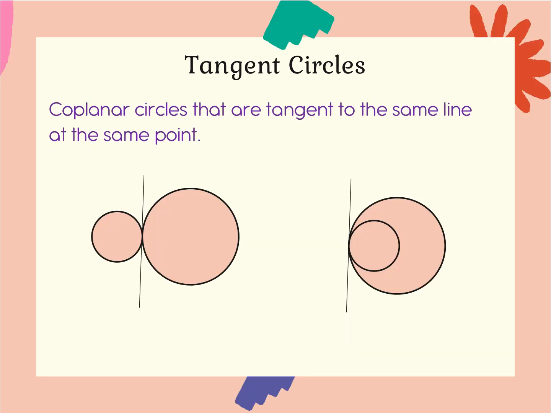All right, tangent circles. Coplanar, what does that mean? On the same plane. Good, they're on the same plane. So coplanar circles that are tangent to the same line at the same point. They're just saying these are tangent at the exact same point. The point of the circle is the same point that's touching the tangent line. So the point of tangency is the same for both circles.